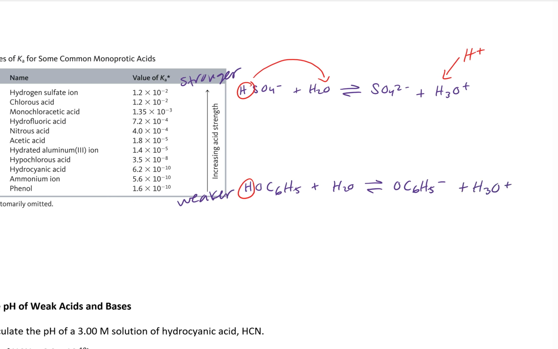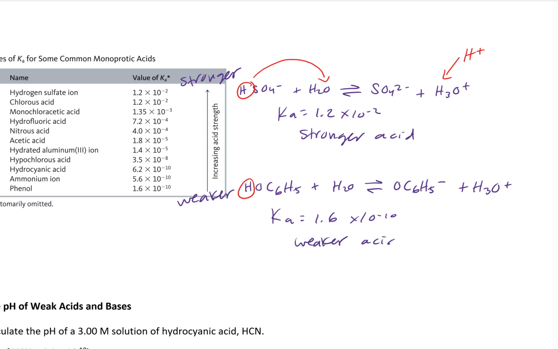And here's the difference, because this first acid has a Ka value of 1.2 times 10 to the negative 2. The second one has a Ka value of 1.6 times 10 to the negative 10. Based alone on those Ka values, this first one here is the stronger acid between these two. And so what does that mean in terms of equilibrium and the position? This first acid is more product favored than this one.